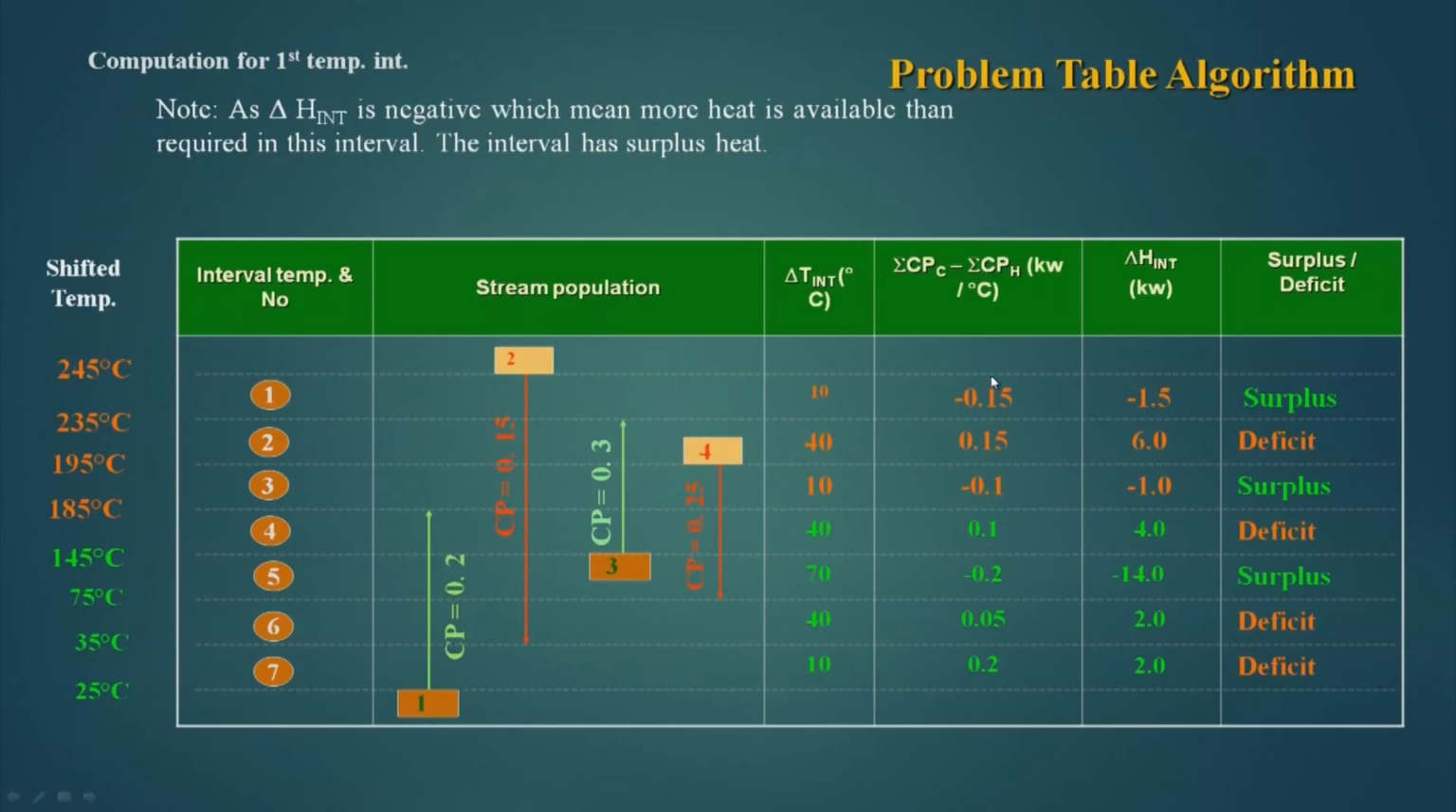In this manner, we can compute the heat available or required in these temperature levels 1 to 7, and they are given here. So, in the first interval surplus heat is available, in the second interval it is deficit, in the third interval it is again surplus, fourth interval it is deficit, and fifth interval it is surplus, and sixth and seventh interval it is deficit.